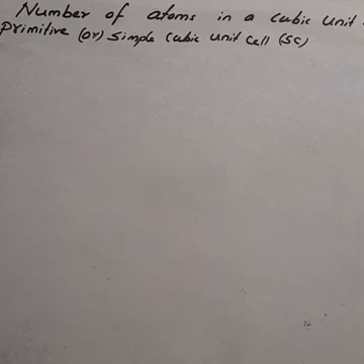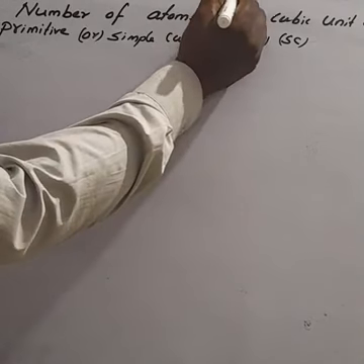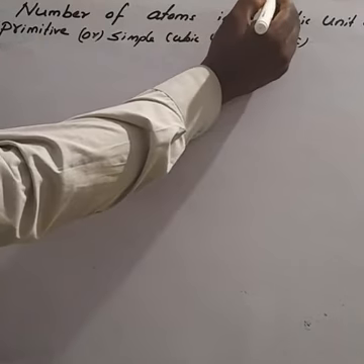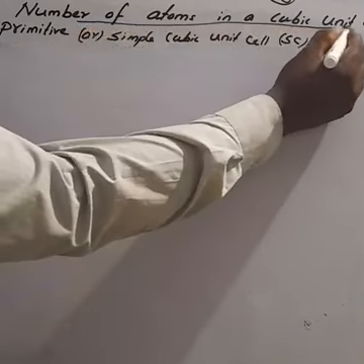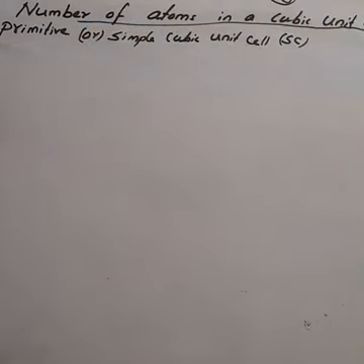Now we are discussing unit number 6, solid state, page number 183: the number of atoms in a cubic unit cell. In the last class we discussed the 7 primitive crystal systems. I gave one format for how to write the 7 crystal systems, how to write the edge lengths and how to write the angles. Many of you wrote it correctly. Today we have to discuss the number of atoms in a cubic unit cell.